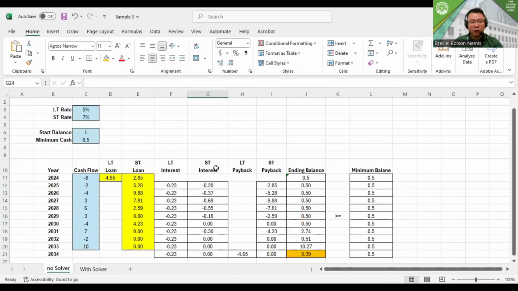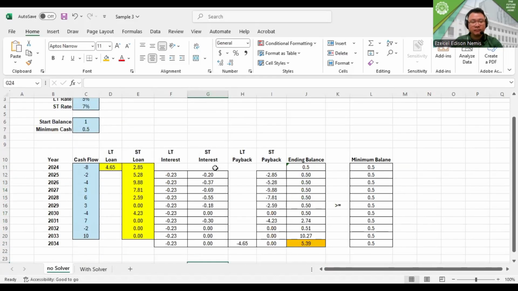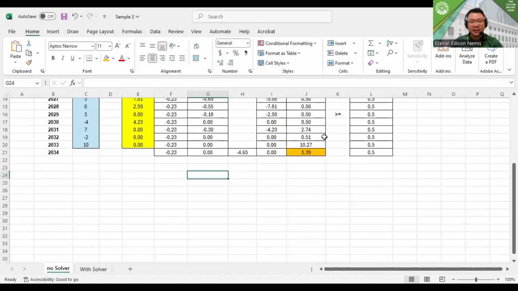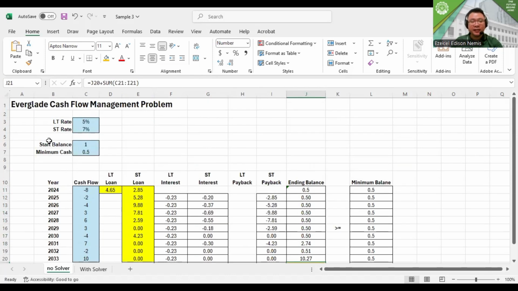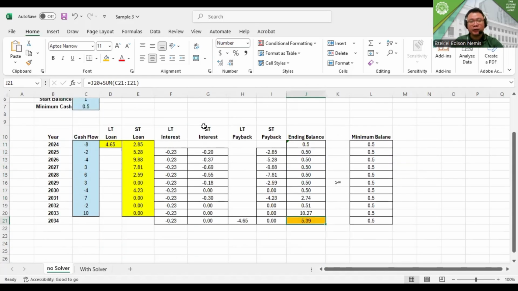So using the solver, we come up with a maximum minimum cash of Everglade at 5.39 million. So this is the minimum cash flow of Everglade. All right, so that's how we use the solver using this formula.